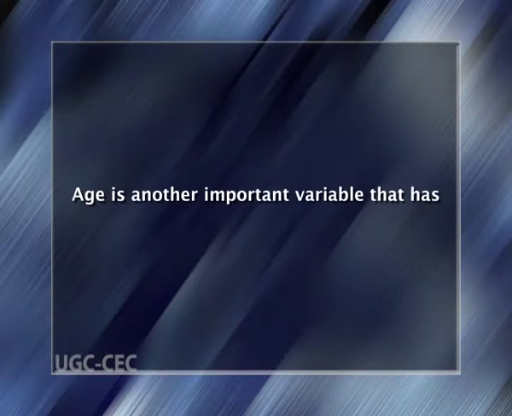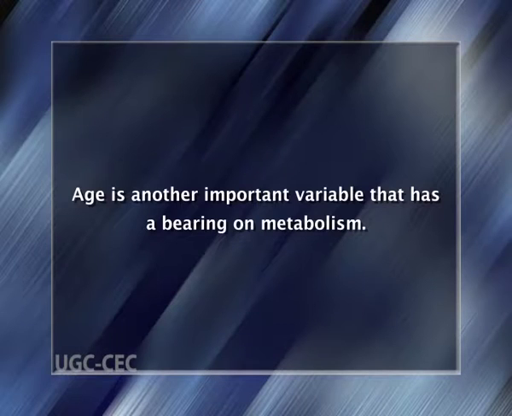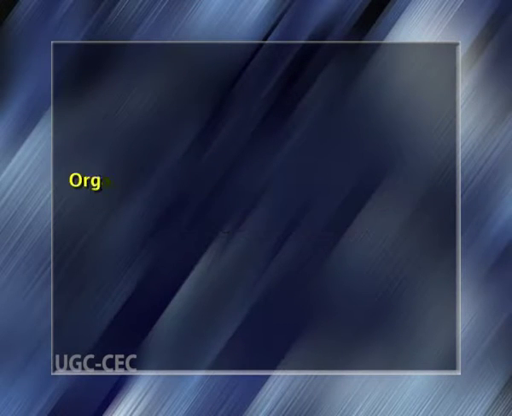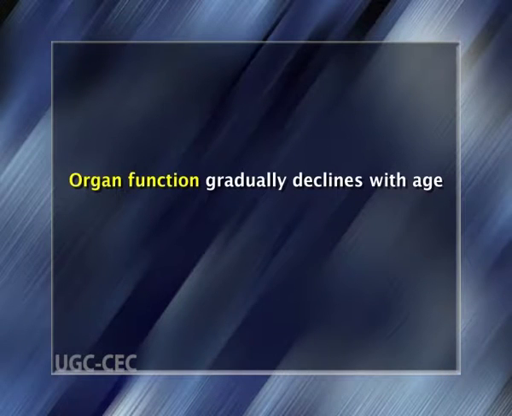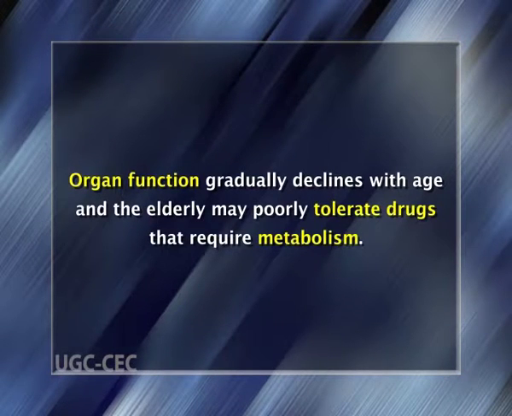Age is another important variable that has a bearing on metabolism. Organ function gradually declines with age, and the elderly may poorly tolerate drugs that require metabolism. The very young require special consideration of drug dosing because of immaturity of their organ systems.